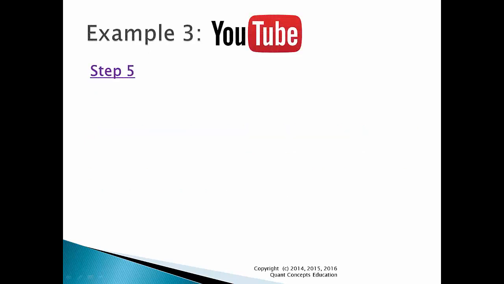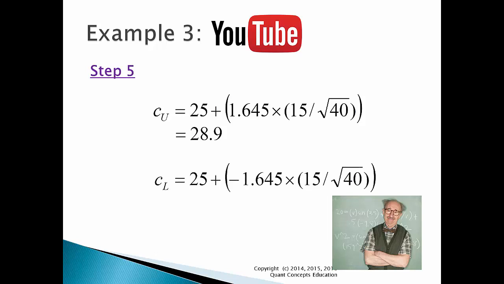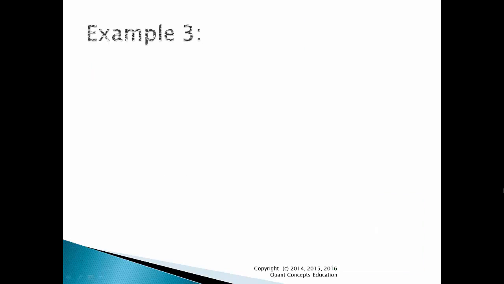The formula for the upper critical value is this. We know what mu is, we know what the upper z critical value is, and we were given the standard deviation and sample size in the question. Subbing these values in gives us the following. So the upper critical value is 28.9 years old. Doing the same for the lower critical value, we find that the lower critical value is 21.1 years old.